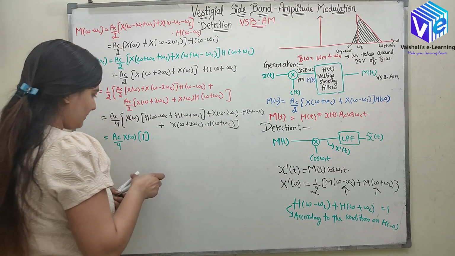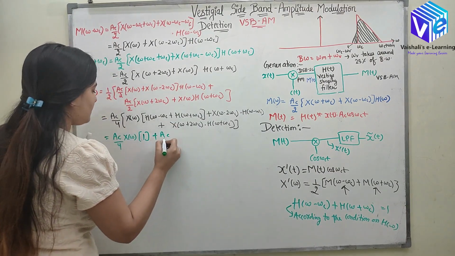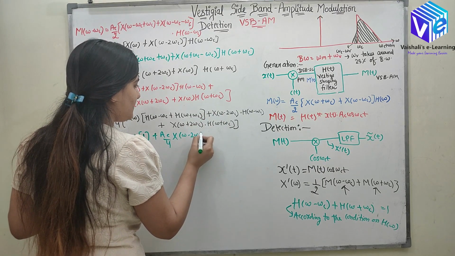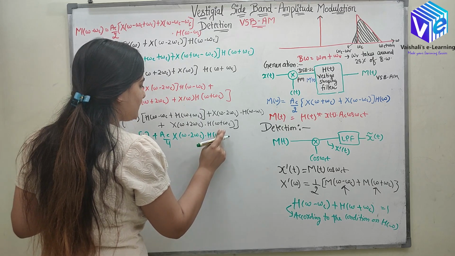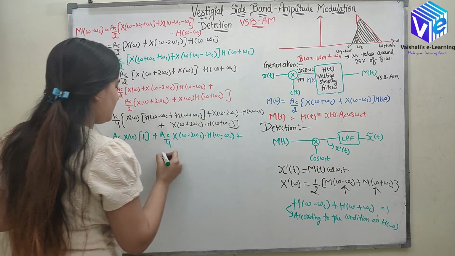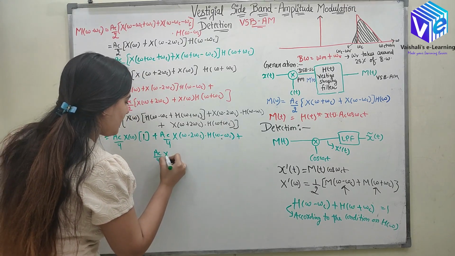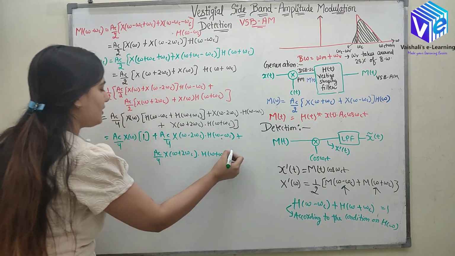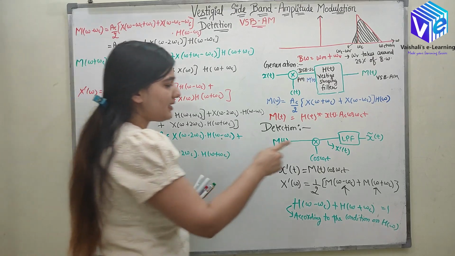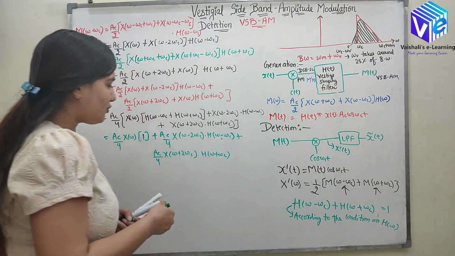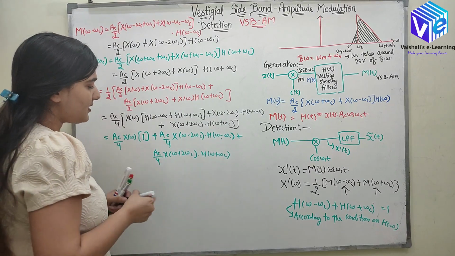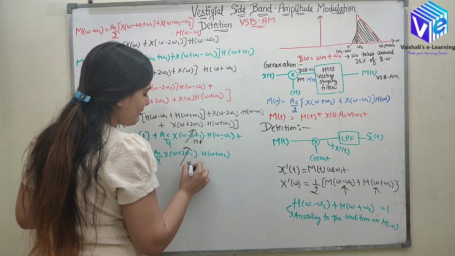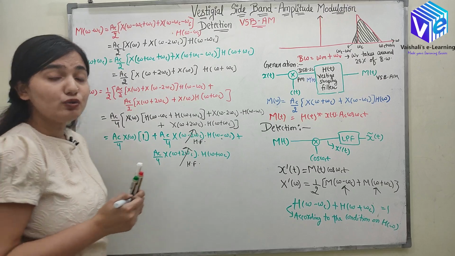So now here I will get plus AC by 4 multiplied with this term, X of omega minus 2 omega c into H of omega minus omega c, plus AC by 4 X of omega plus 2 omega c into H of omega plus omega c. So now what happens? I am passing this X dash t to the low pass filter. So this term represents my high frequency signal. This is also my high frequency signal because these are centered around 2 omega c.